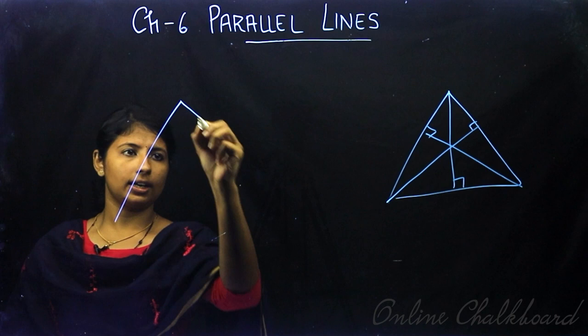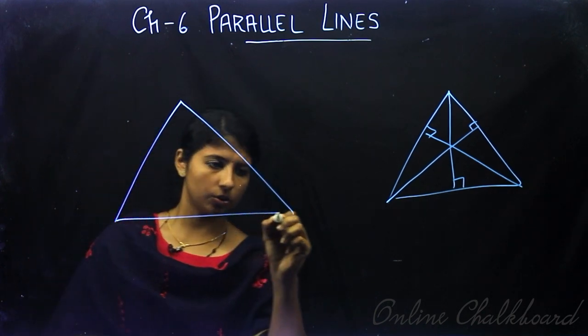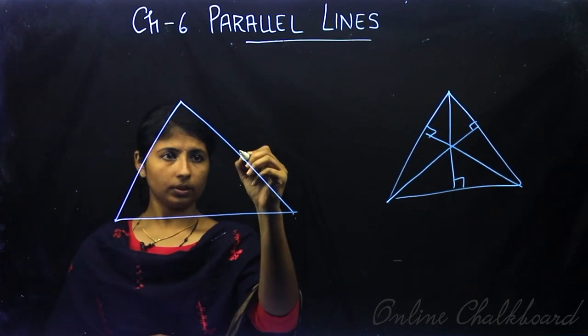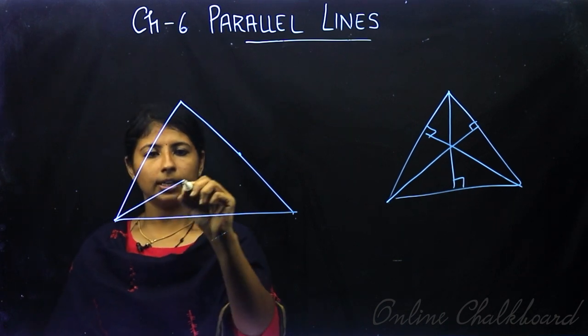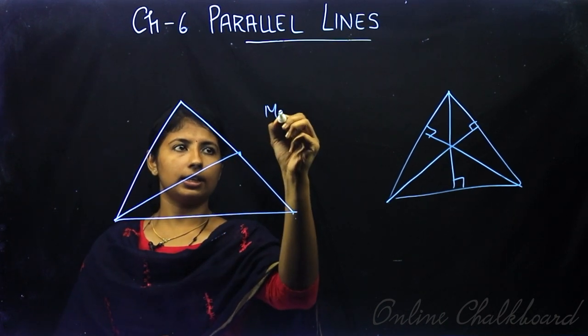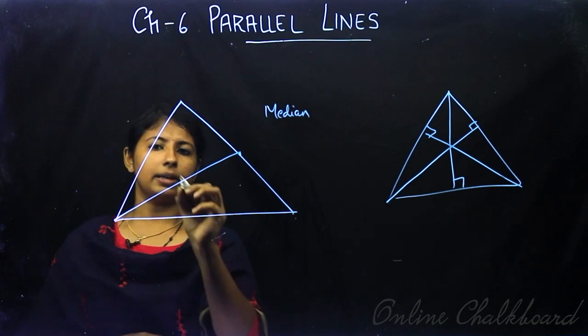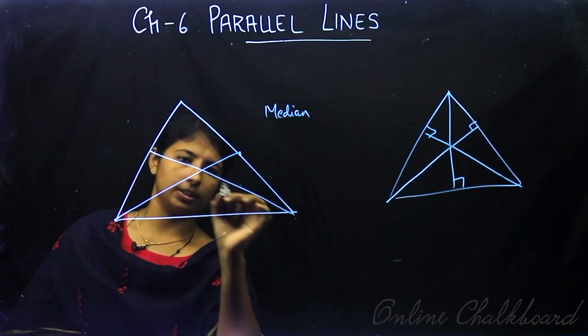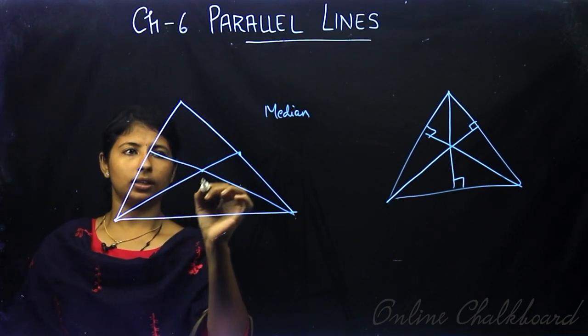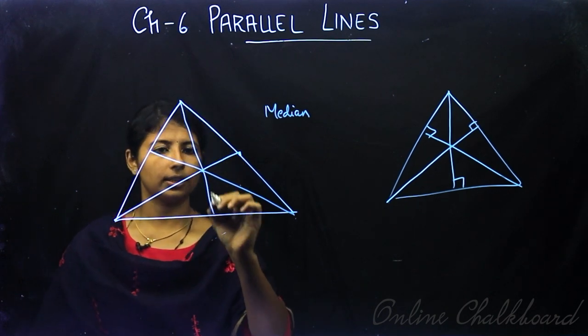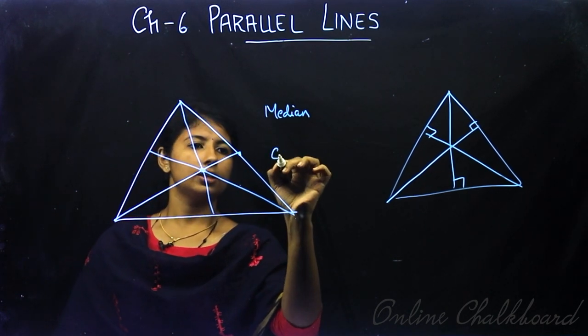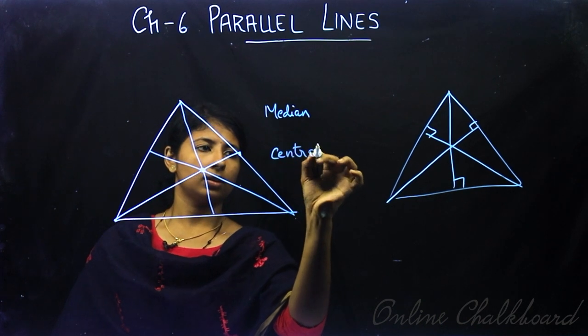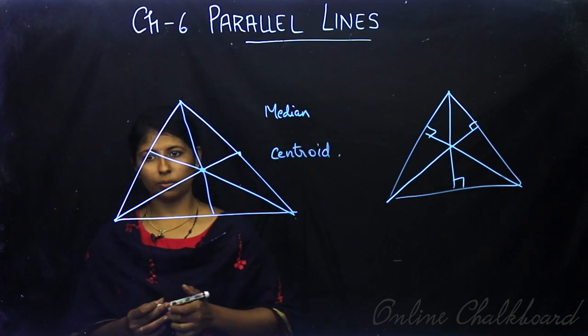Now, let's look at this. This is a triangle. We join the midpoints to the vertices. This line is the median. These medians meet at the same point. This is the median, this is the median. This point we will call the centroid. Okay, we will see this centroid.